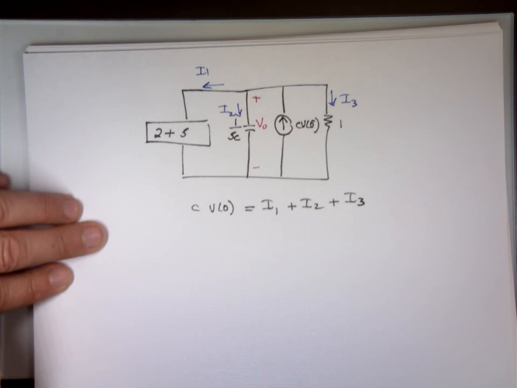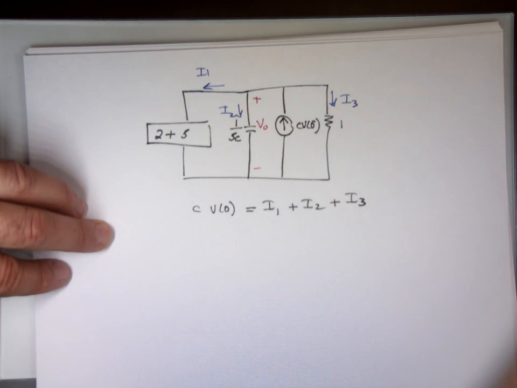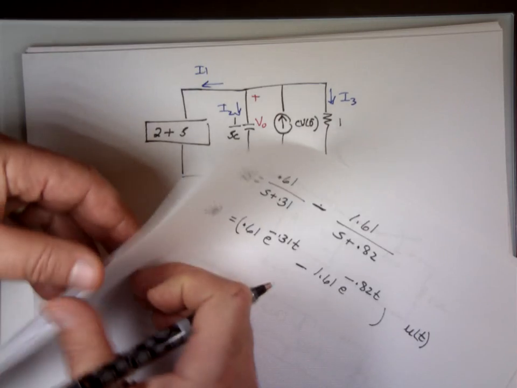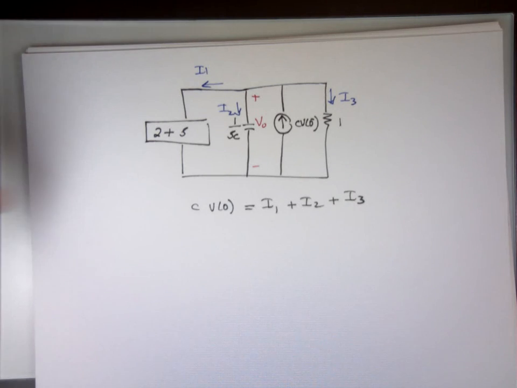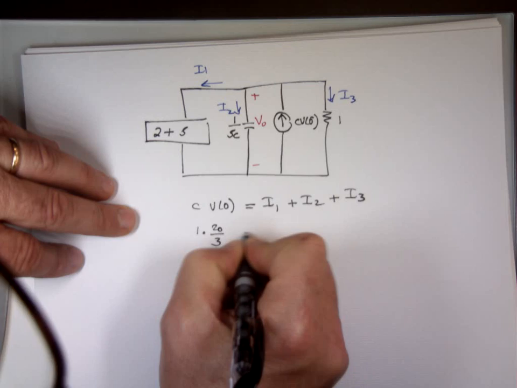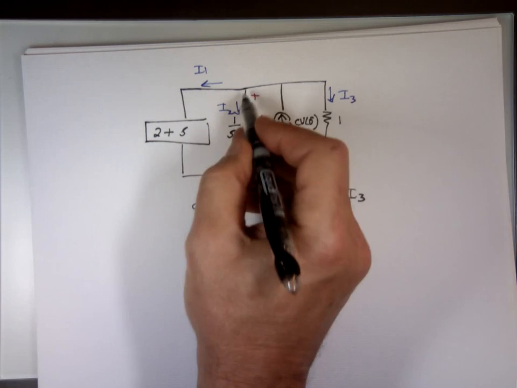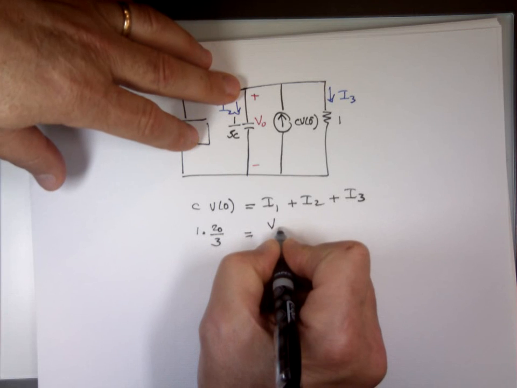V0 was what? 20 over 3. And what is C for that circuit? How big the capacitor was? Was it 1 farad? Where'd you go? 1/3. So 1 times 20 over 3 equals, what's this current? Isn't that this voltage, which happens to be V out, divided by 2 plus S?